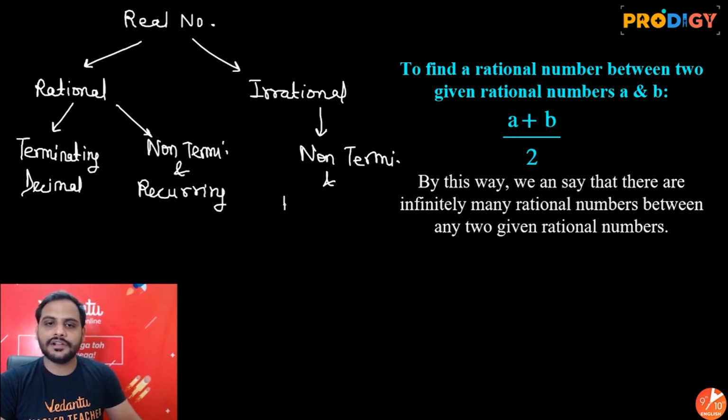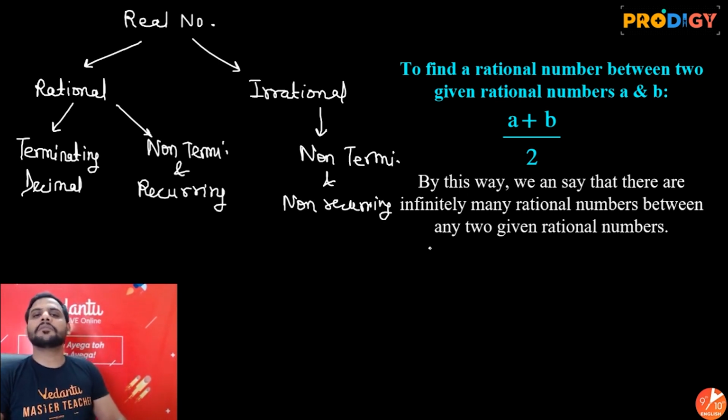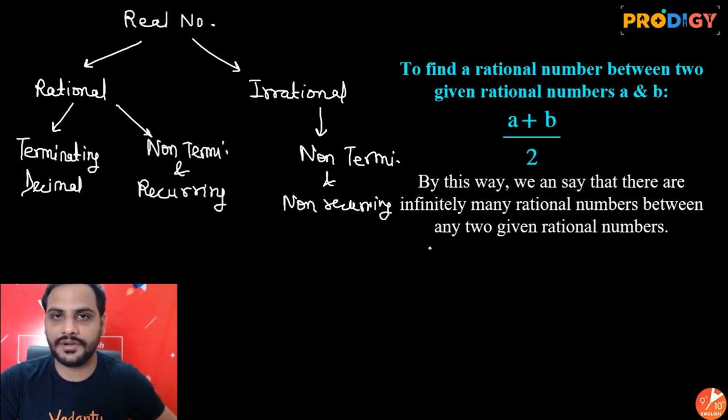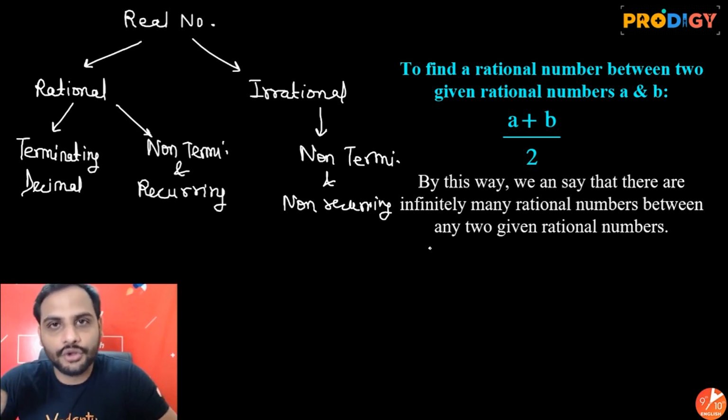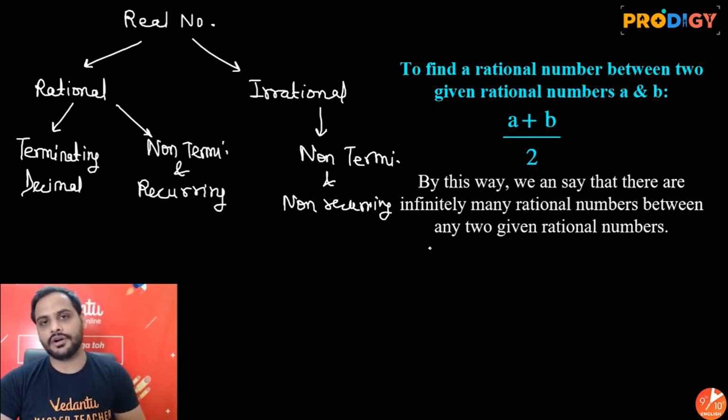non-terminating and non-recurring. So this kind of question, many times it is asked that non-terminating decimal numbers are irrational numbers. So many people say, non-terminating means irrational. True or false? False. Non-terminating can be rational also. We also have to check whether it is recurring or not recurring.